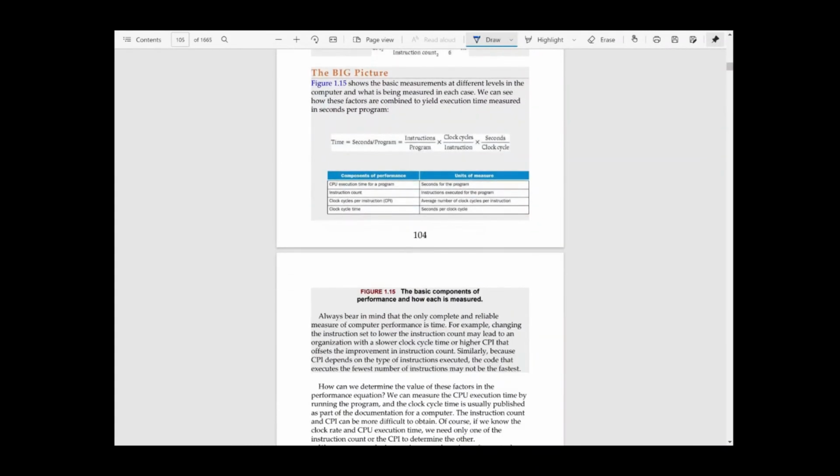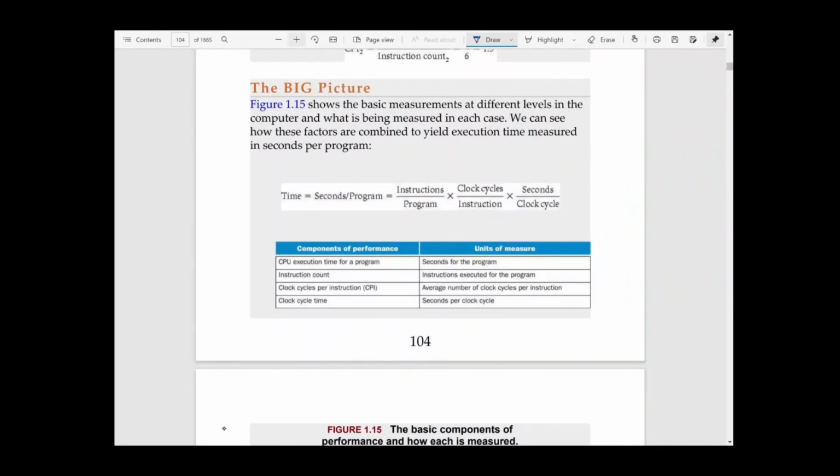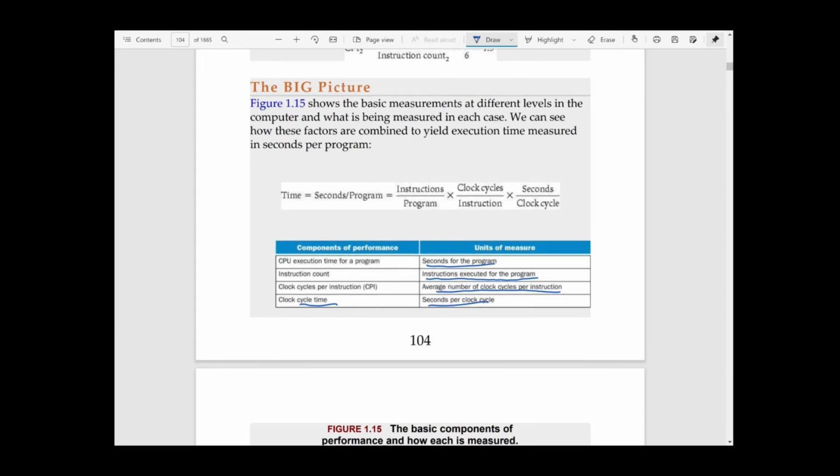Okay, now the bigger picture they have mentioned here. Bigger picture means CPU execution time for a program. The unit of measurement is seconds for a program. Instruction count is the number of instructions executed for a program. CPI is the average number of clock cycles per instruction. Clock cycle time is seconds per clock cycle. So you have to remember all these things.